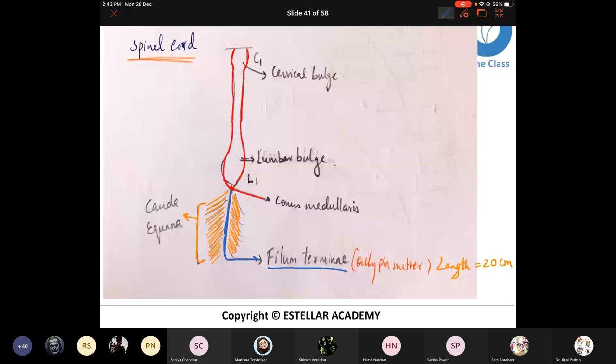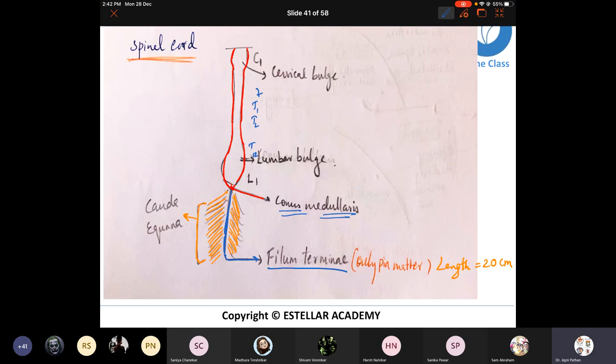Done? Yes, ma'am. Okay, listen to me. C1 to how many? C7. And then T1, T2 to T12. After that, L1. Until that, the spinal cord extends. The posterior part is called conus medullaris, that is a cone shape.